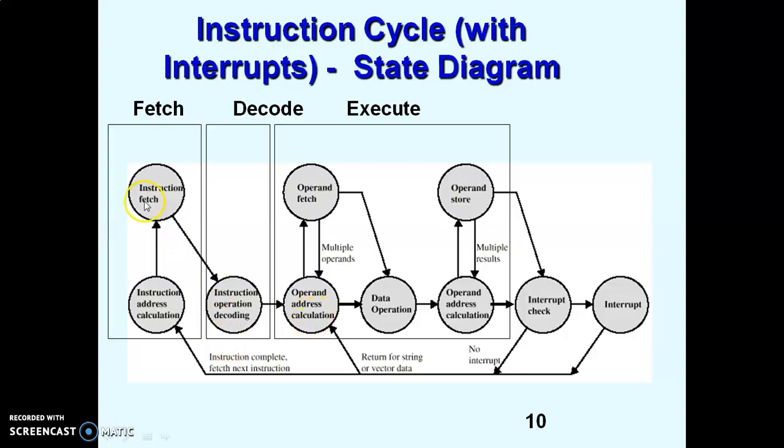Whenever we are fetching any kind of instruction, first it finds out the operation decoding. Then it finds out the operand. Then the address calculation. After that operand fetch, data, whatever kinds of operations get performed. Then operand address calculation. After that the operand may get stored. Whatever the interrupt gets checked. That is shown by using this instruction cycle state diagram. Okay, so you got the concept of instruction cycle.